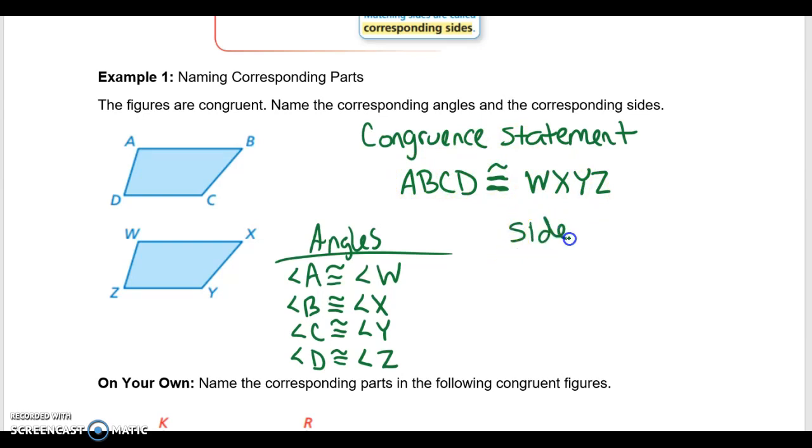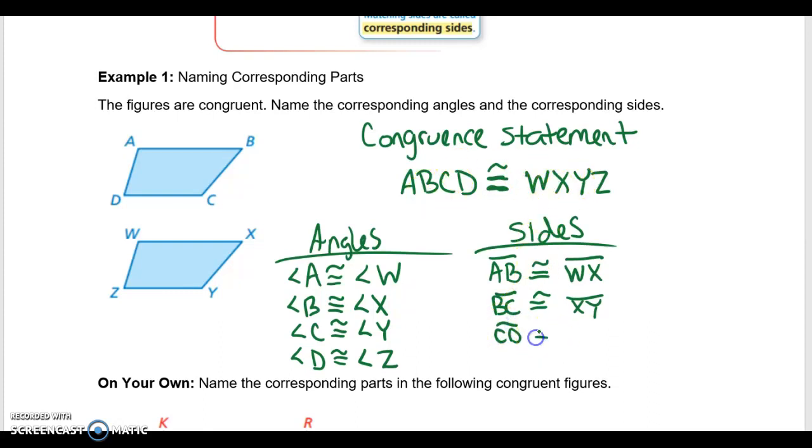As far as sides, it takes 2 letters to name a side. So we're going to start with side AB, put a little line segment on top of that. Side AB is congruent to WX. Put a line on top of that because that's a line segment. So AB, first 2 letters, congruent to first 2 letters over here. And then keep going. BC, which is the second and third letters, are congruent to XY. You can look at your shape over here. I think it's just easier to look right here. Then go on to the next one. CD is congruent to YZ. Last 2 letters, last 2 letters.